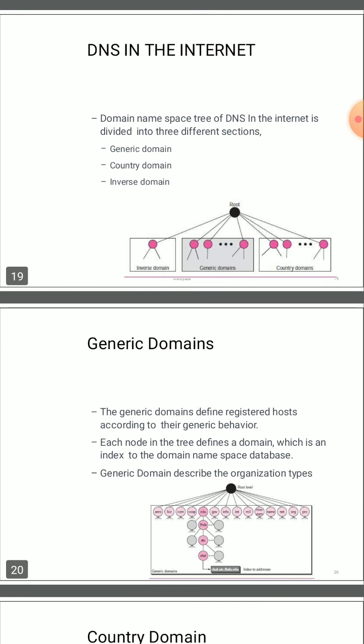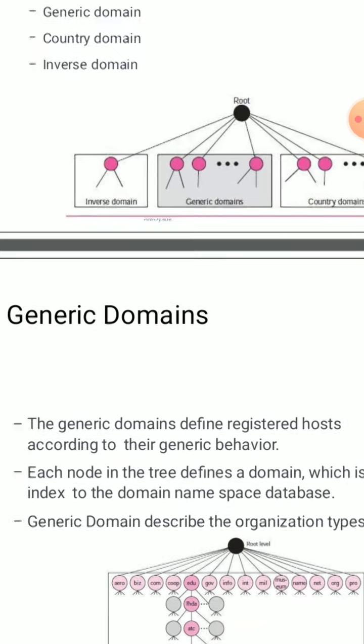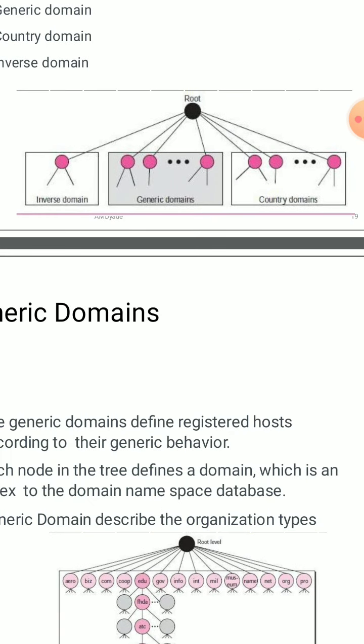What is DNS in the internet? The domain space tree of DNS in the internet is divided into three different sections: generic domain, country domain and inverse domain. As we can see in the diagram shown here, the root is divided into three main categories: inverse domain, generic domain and country domain.